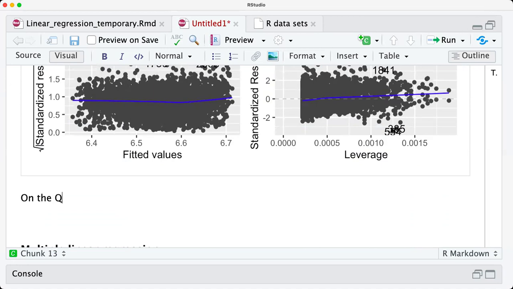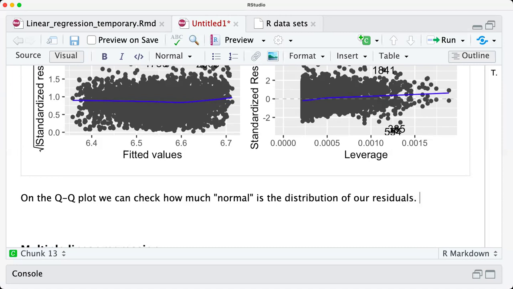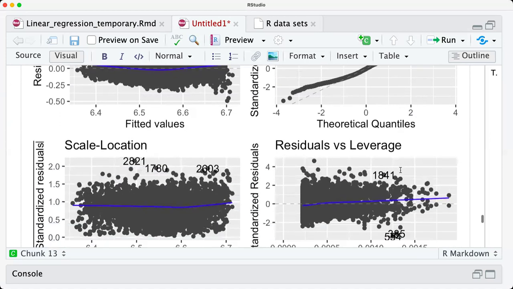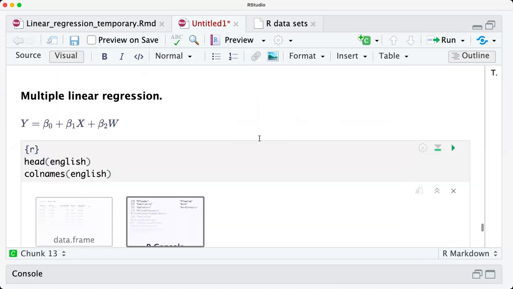On the QQ plot, we can check how normal the distribution of our residuals is. The more the residuals are on this line, the quantiles are here, the more normal is the distribution.